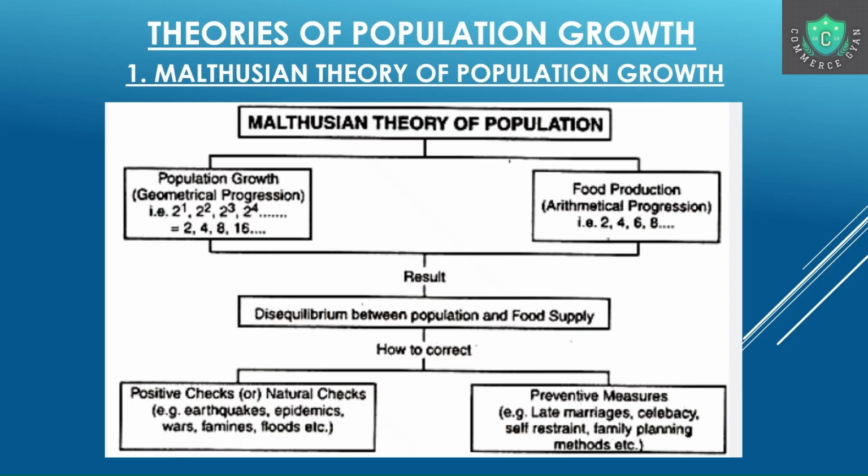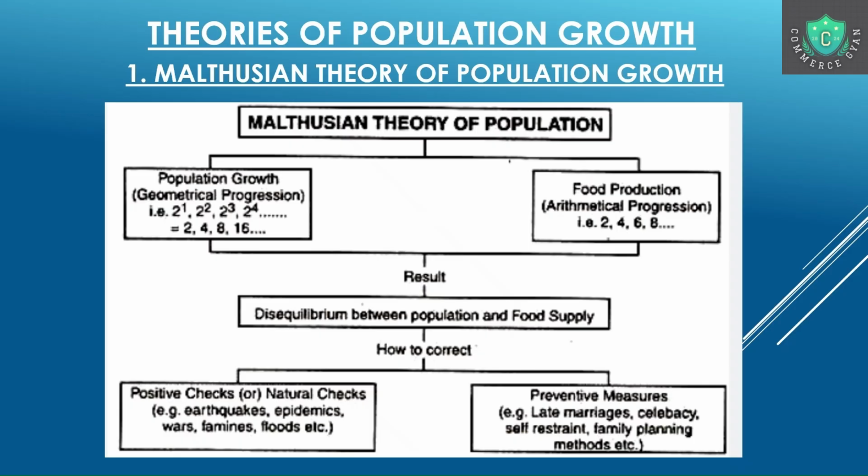Then you will probably need to take up the food from other countries or increase your own food production in a different manner. Now, how to correct this? Obviously, positive checks or natural checks, as we call them: earthquakes, epidemics, wars, famine, floods, etc. All these lead to the natural check of population control, because with famine, floods, and epidemics happening, obviously population decreases in a drastic, massive way.